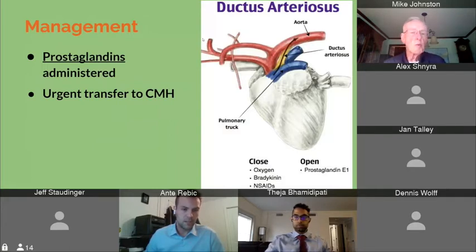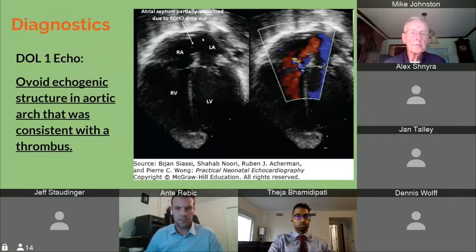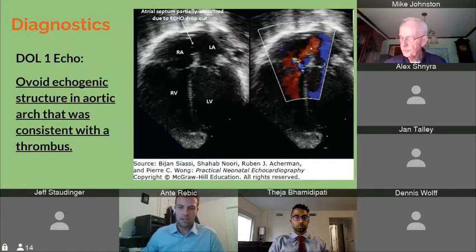So prostaglandins were administered, and the patient was transferred to the Children's Mercy Hospital immediately. So now let's understand this a little bit more. Once at Children's Mercy, the patient received his first echocardiogram. This is just an ultrasound of the heart, and this is a good picture here of the patent foramen ovale, or the connection between the left atrium and the right atrium. And we can see here how the blood can pass freely from one side to the other.